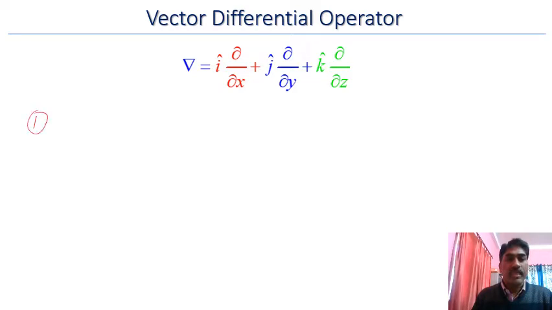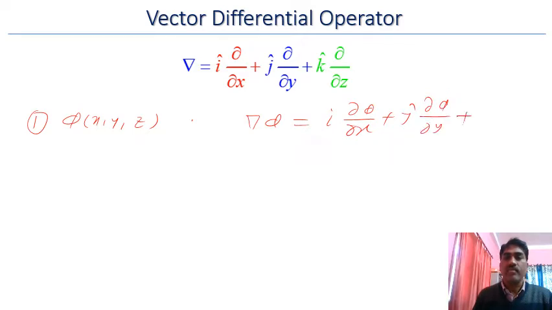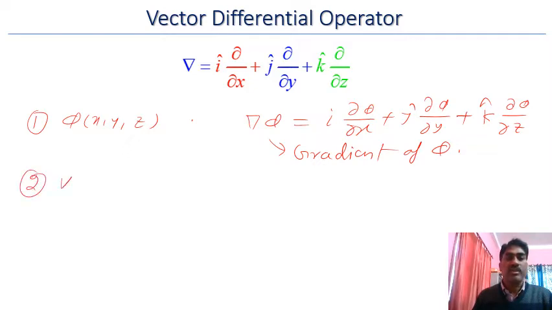Number one, if phi(x, y, z) is some scalar function and we put del phi, then it means i del phi by del x plus j del phi by del y plus k del phi by del z. This is called the gradient of phi.